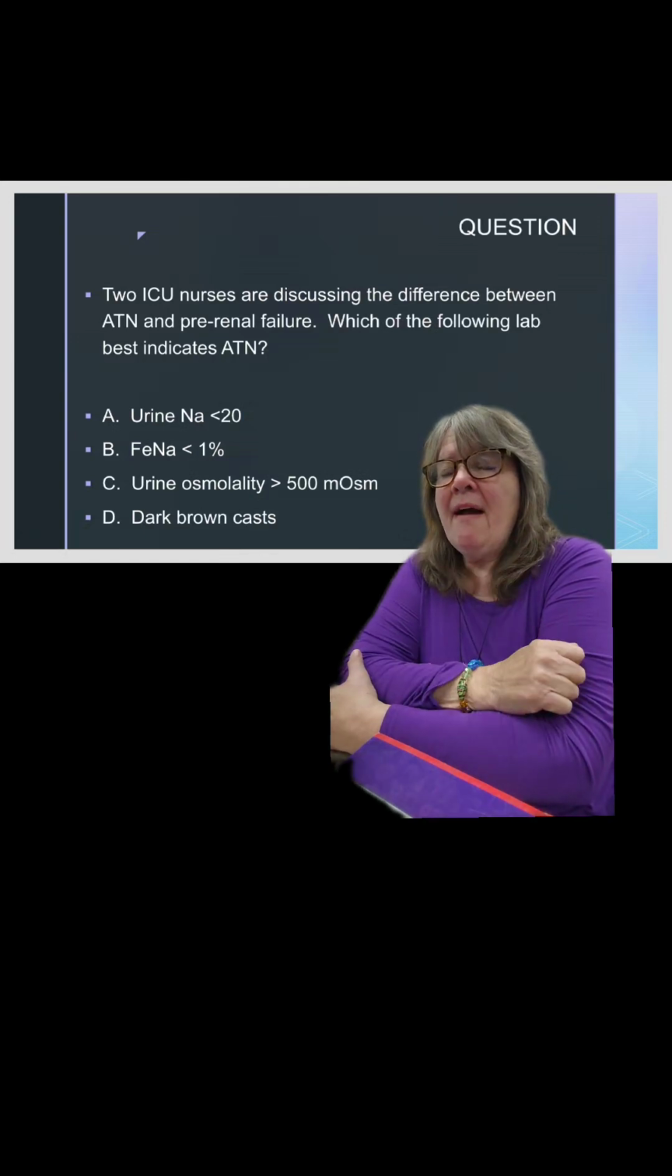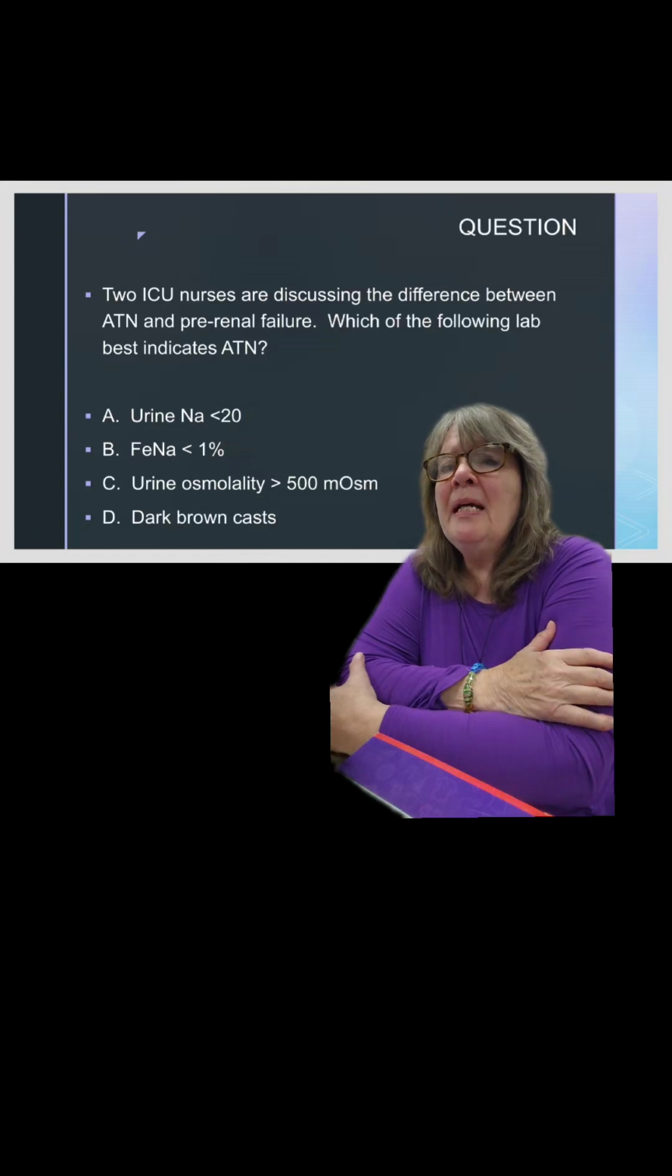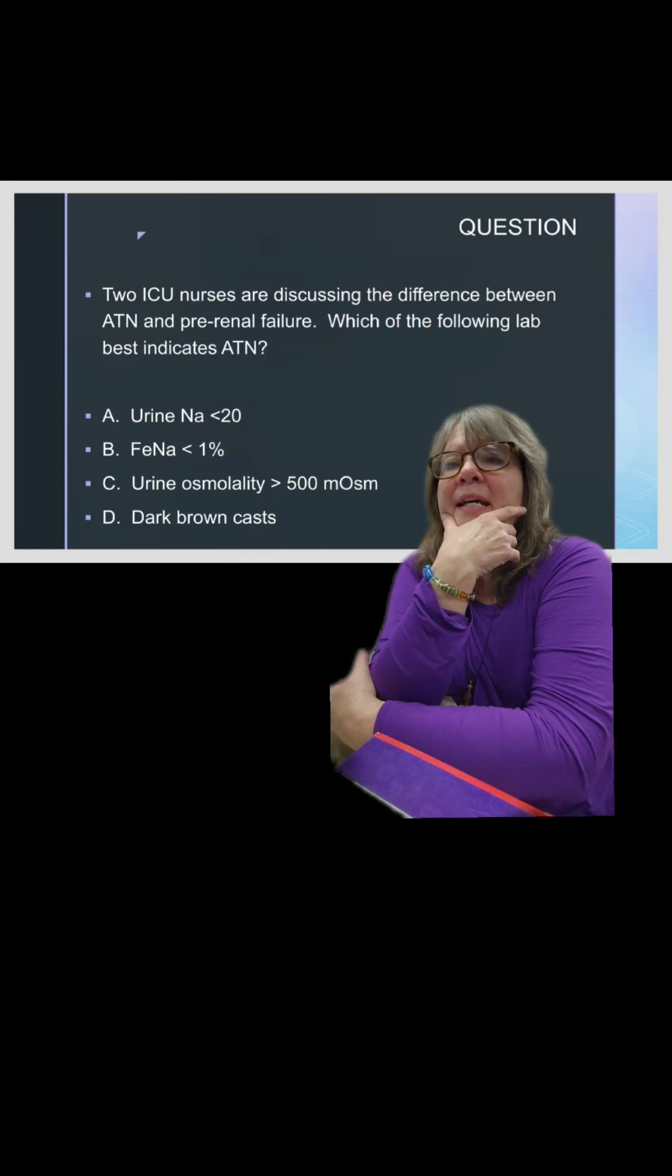Well, A, we have a urine sodium less than 20. B, we have a fractional excretion of sodium, also known as FeNa, less than 1%. C, we have urine osmolality greater than 500 milliosmoles. D, dark brown casts. Which one correlates with ATN? Take a moment.